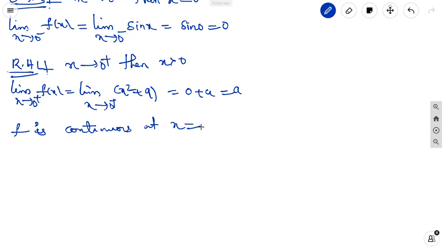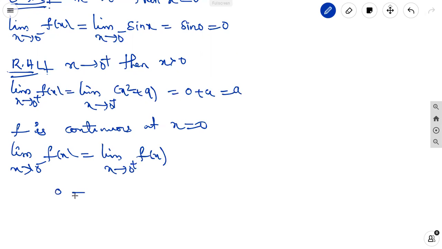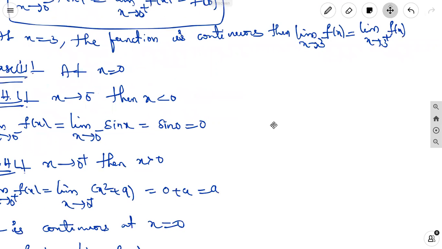f is continuous at x equal to 0, so limit x tends to 0 minus f of x is equal to limit x tends to 0 plus f of x. So 0 is equal to a. So the a value is 0. This is case 1.